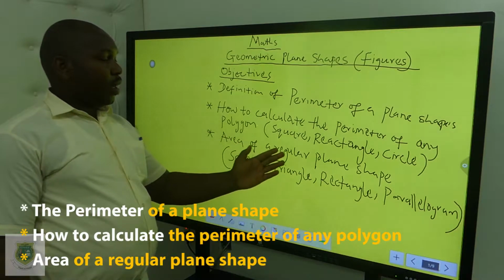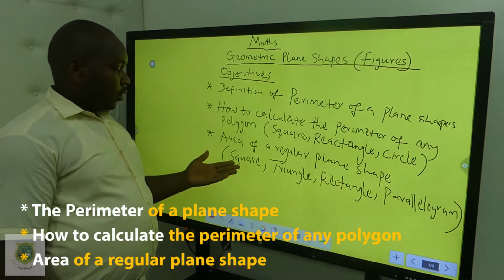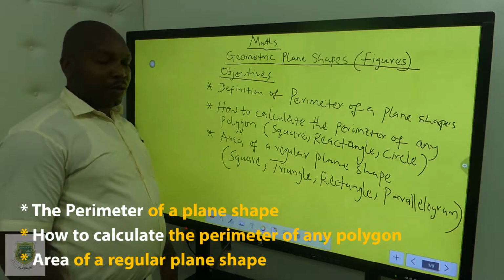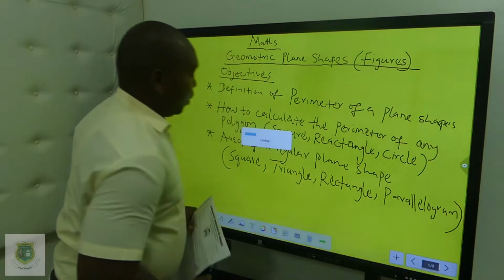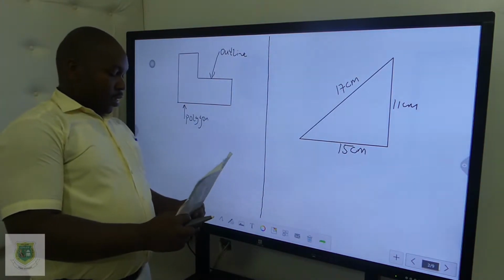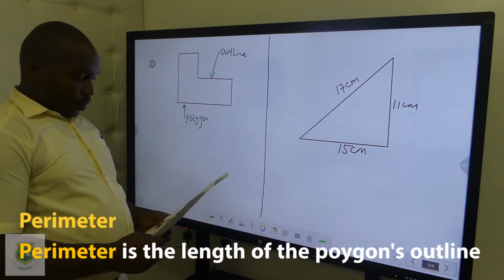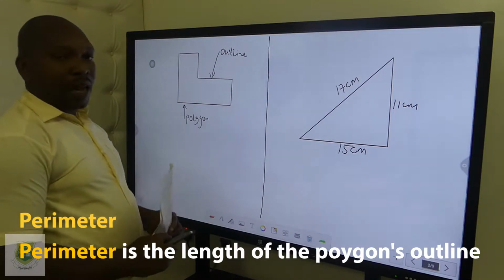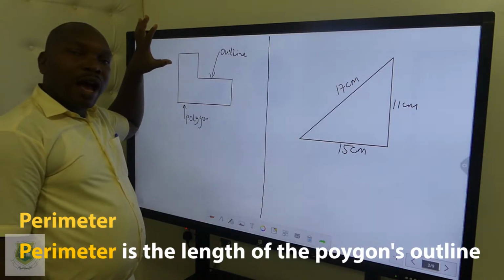Area of a regular polygon or plane shape, such as square, triangle, rectangle, parallelogram, and so on. So, if someone asks you what is a perimeter, perimeter can be defined as the length of the polygon's outline. The length of a polygon's outline.